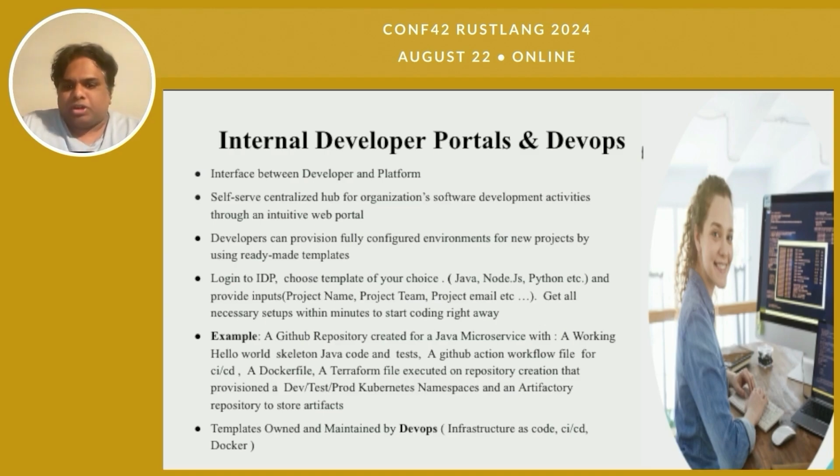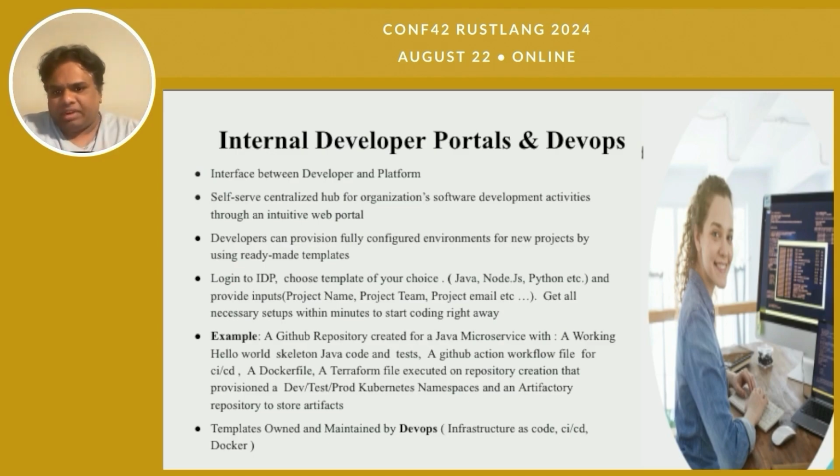So log into the internal developer portal and choose a template of your choice. You can maintain Java, Node.js, Python, and provide inputs such as project name, project team, project email, etc. And then get all necessary setups within minutes to start coding right away. So let's say an example with a GitHub repository. Let's say the developer logged into the IDP and gave these inputs. What happens?